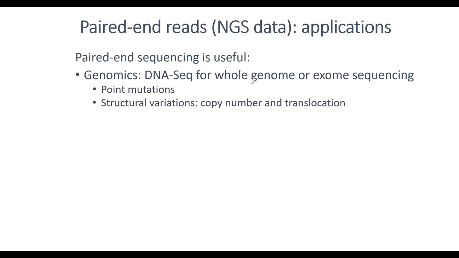And with the data from whole genome sequencing or exome sequencing, we are able to identify point mutations, say for a specific gene, if a specific somatic mutation occurs which will change protein function, okay? And we're also able to detect structural variation, specifically copy number, with exome data. And for translocation, we are not able to use exome data; we have to use whole genome data to identify translocation, okay?